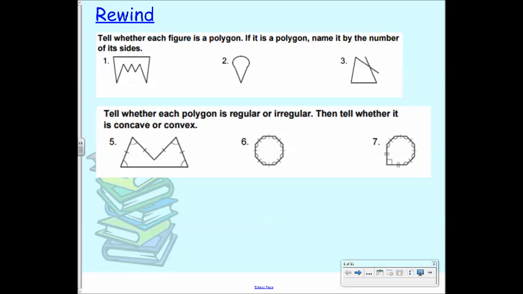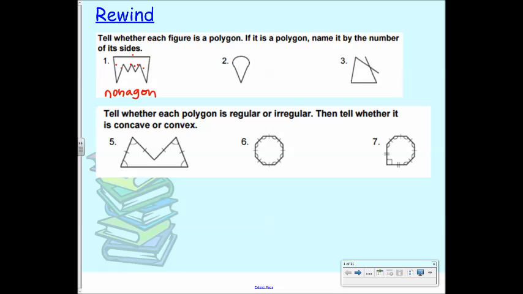Yes, it would. It's a closed figure. All of the lines composing it are straight. It's two-dimensional, so it would be a polygon. It says if it's a polygon, name it by the number of sides. So to do that, we would just count the sides. 1, 2, 3, 4, 5, 6, 7, 8, 9. So this is actually a nonagon.